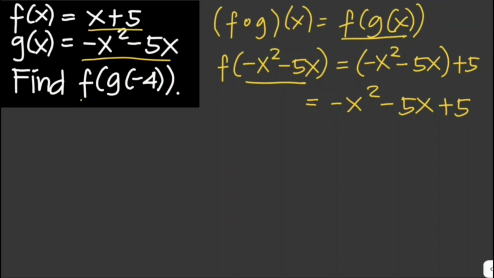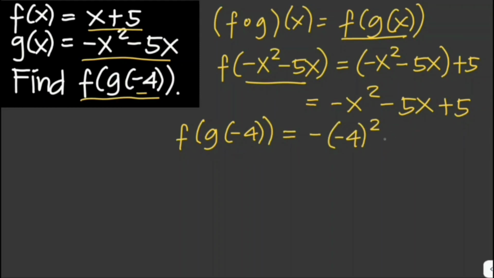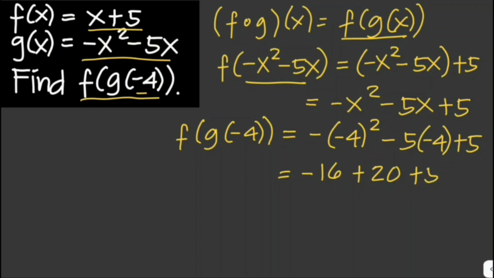And now we can solve for f of g of negative 4. We just have to plug in the value of x, which is negative 4. So f of g of negative 4 is just the negative of negative 4 squared minus 5 times negative 4 plus 5. Then negative of negative 4 squared is negative 16. And then negative 5 times negative 4 is positive 20 plus 5.